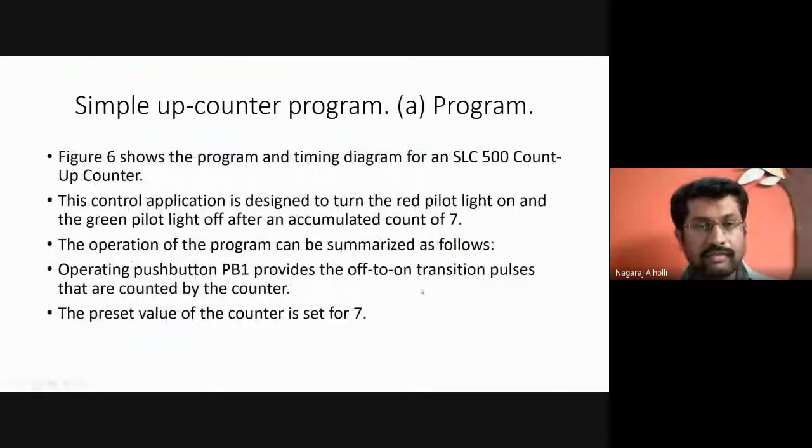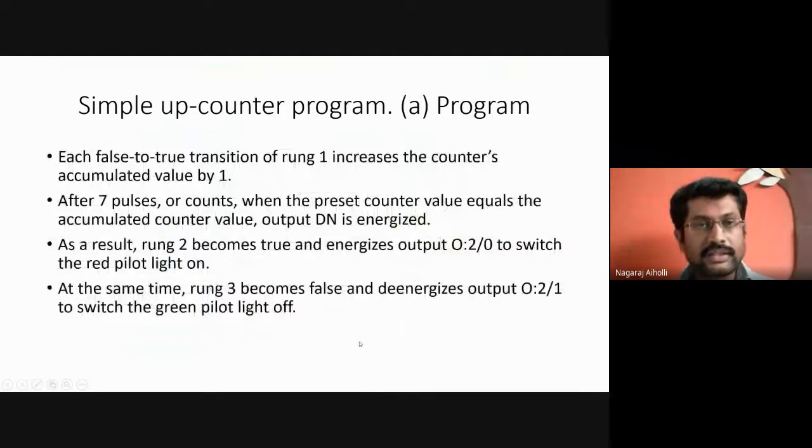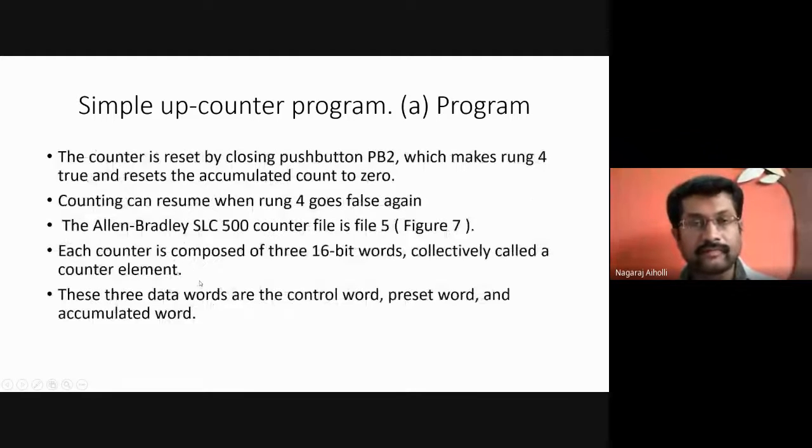The preset value of the counter is set to 7. Each false to true transition of rung 1 increases the counter's accumulated value by 1. After 7 pulses or 7 counts, when the preset value equals the accumulated count value, output DN is energized. The DN done bit will be energized. As a result, rung 2 becomes true and energizes output O:2/0 to switch the red pilot on. That is what we explained here.